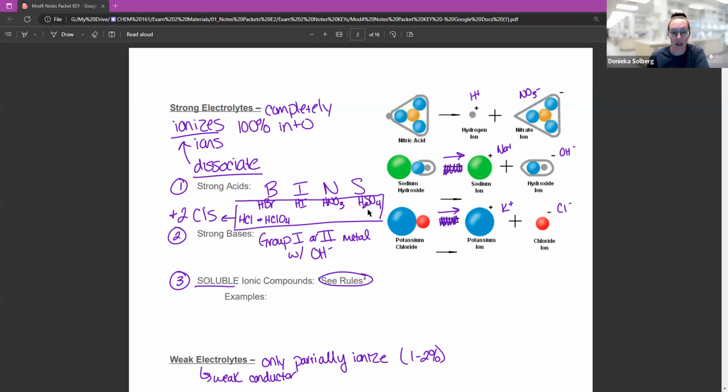They are the only acids that 100% ionize in solution. So what that means is I've got a nitric acid up here. Okay, this is nitric acid, HNO3. This is the H, this is the N, and these are my 3 oxygens.